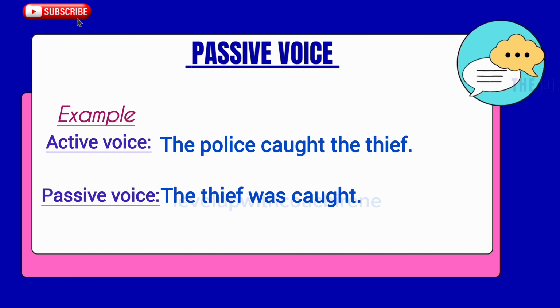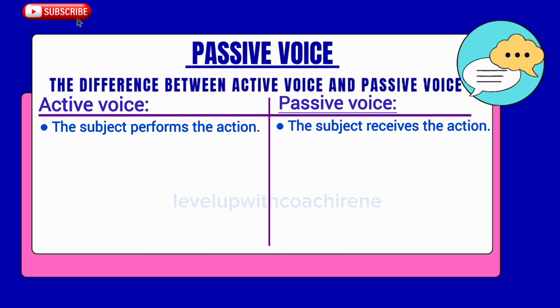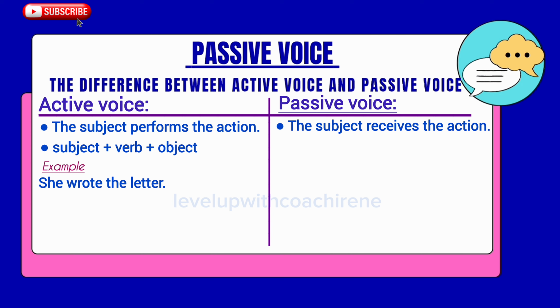Let us look at the difference between active voice and passive voice. For active voice, the subject performs the action, whilst for passive voice, the subject receives the action. The structure of the sentence for active voice is simple verb form. That is, subject plus verb plus object. For example, she wrote the letter.